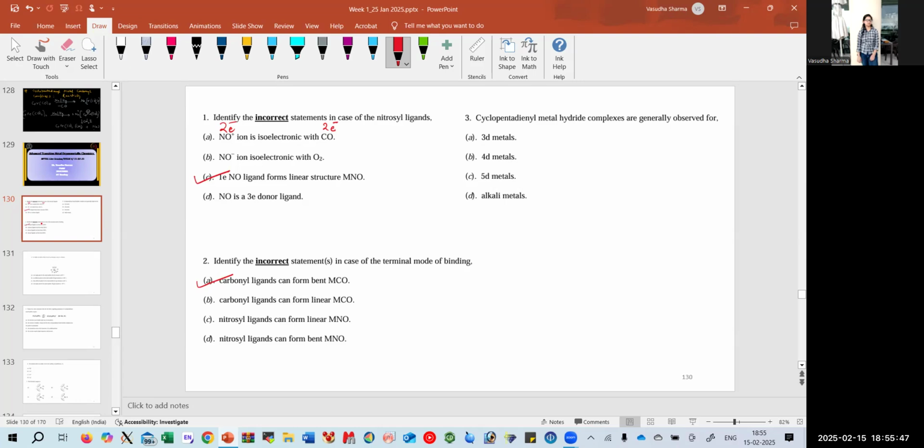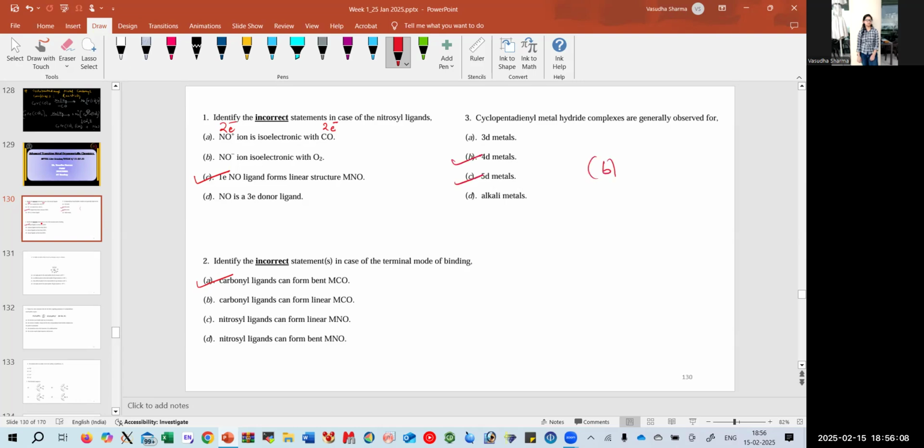Now the third question: cyclopentadienyl metal hydride complexes are generally observed for 3d metals, 4d metals, 5d metals, or alkali metals. They are generally observed for 4d and 5d metals because 3d metals will dimerize and lose hydrogen gas, and therefore there won't be any metal hydride, and 4d and 5d are much more stable.